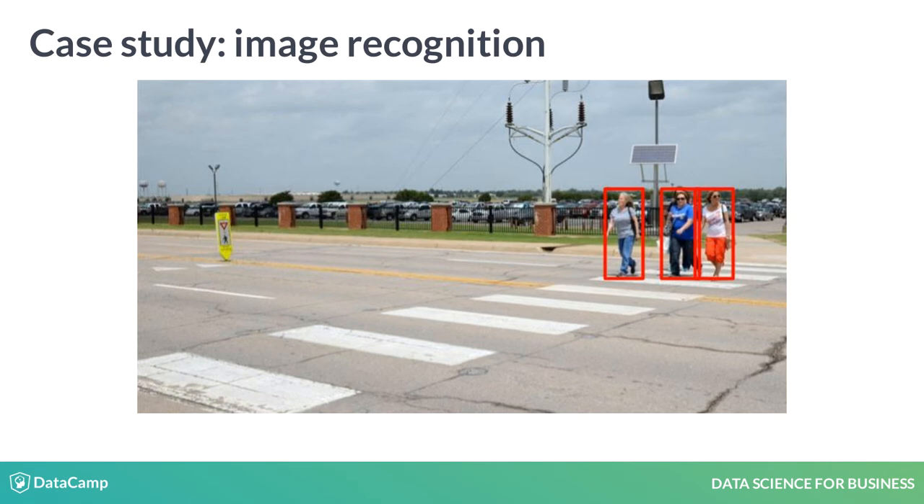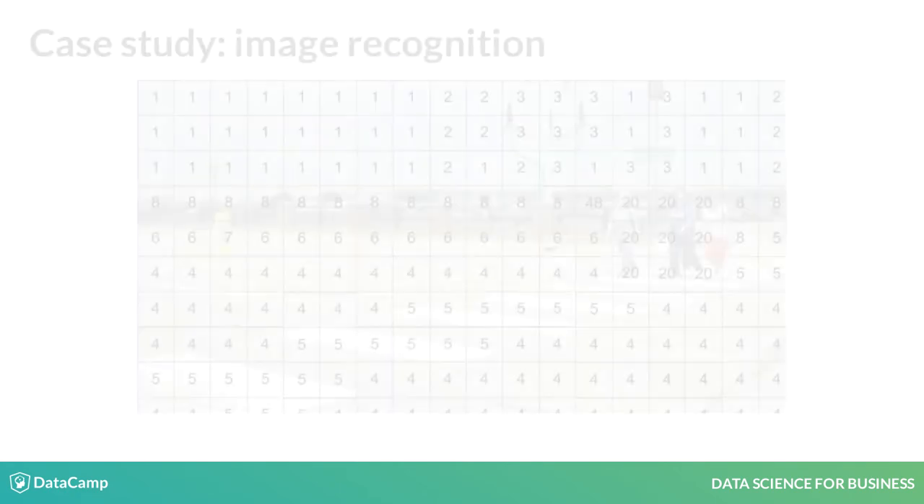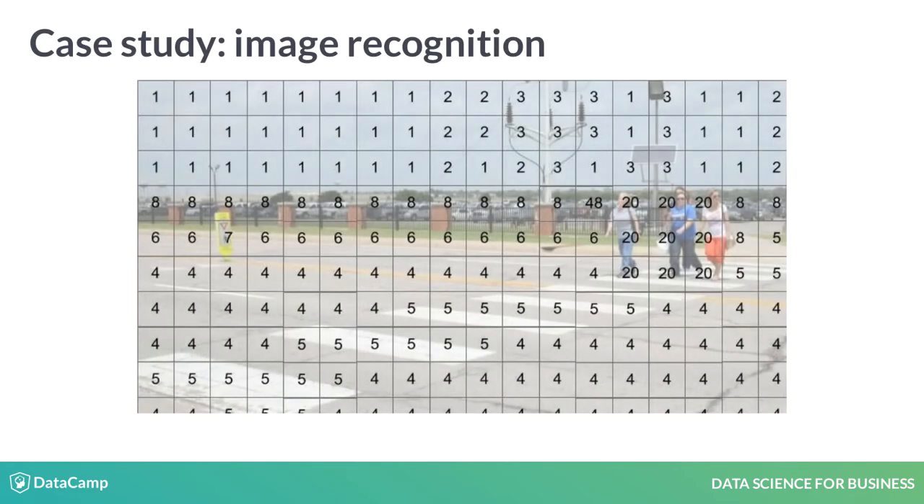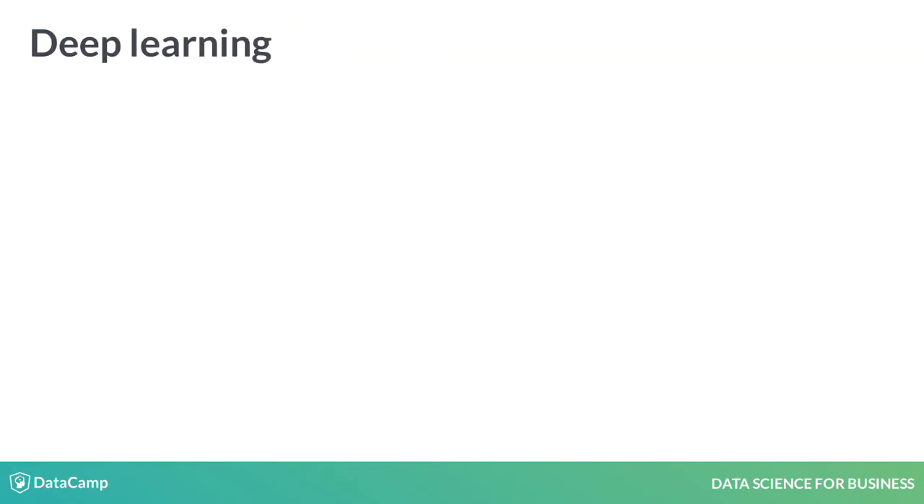Let's tackle another example. A key task for self-driving cars is identifying when an image contains a human. What would the dataset be for this problem? We could express the picture as a matrix of numbers where each number represents a pixel. However, this approach would probably fail if we fed the matrix into a traditional machine learning model. There's simply too much input data. We need a more advanced algorithm known as deep learning.